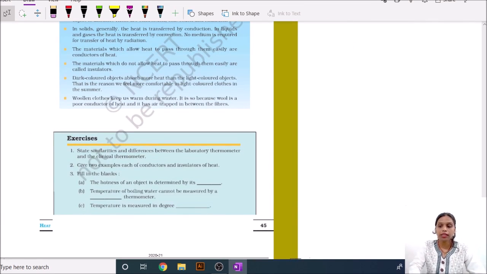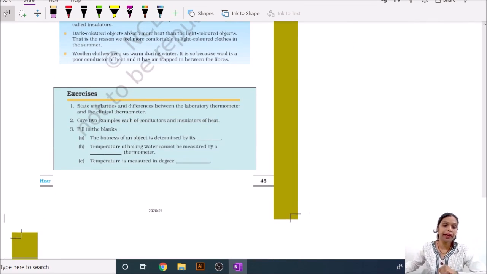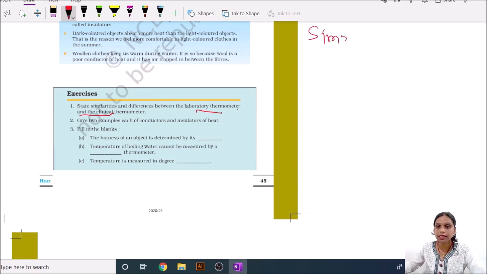First question is given here. State a similarity and difference between a laboratory thermometer and a clinical thermometer. What is the similarity?